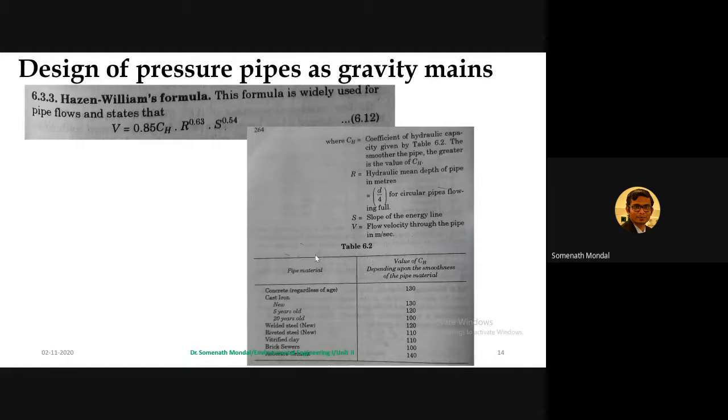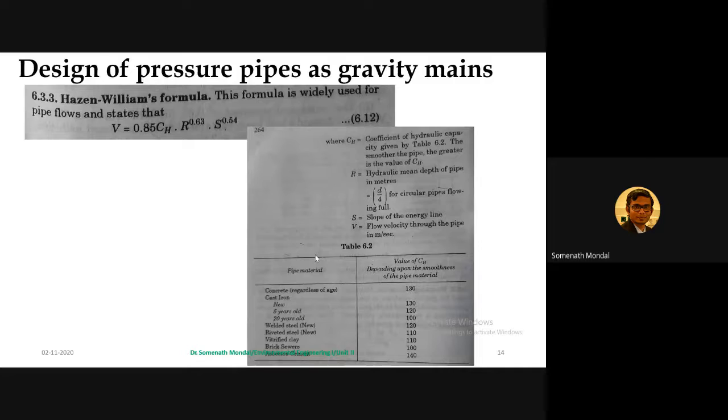And this formula states that V equals 0.85 C_H R^0.63 S^0.54. Again, here you have that C_H, which is the coefficient of hydraulic capacity, and this can be taken from the table which I have given in 6.2. So that value is now available. Now we'll have to see the other ones. Hydraulic mean depth is the capital R, that can be calculated or obtained. Next is the S. S is the slope of the energy line, that has to be calculated or obtained very carefully, and V is the flow velocity through the pipe in meters per second.